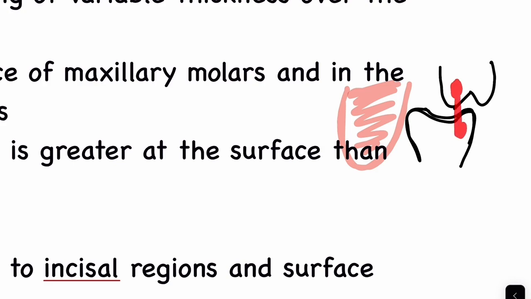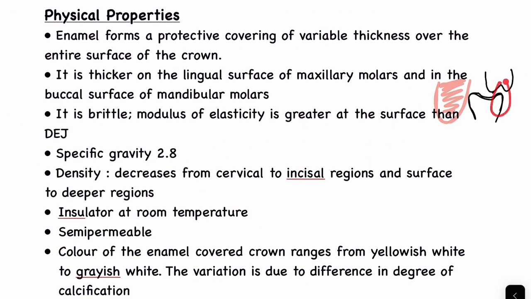And why so? Because these are the functional cusps. Okay, so when we chew, these are the main cusps that come in contact and they help in chewing. That's why enamel is thicker on these two cusps.